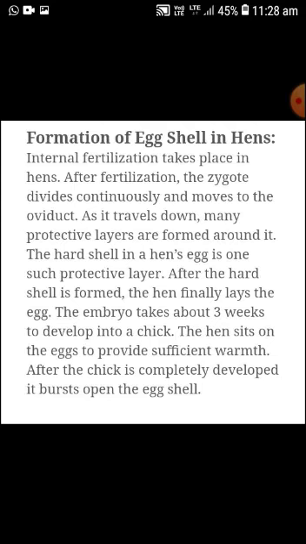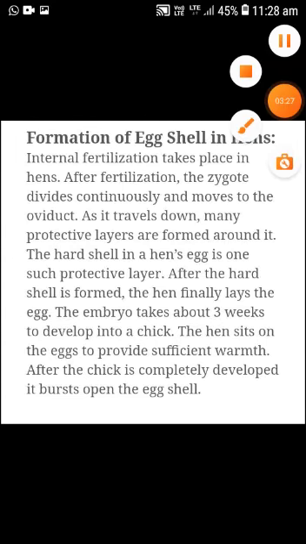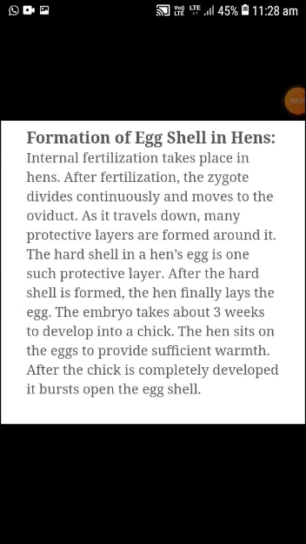Now we come to the formation of the egg in hens. Internal fertilization takes place in hens. After fertilization, the zygote divides continuously and moves to the oviduct. As it travels down, many protective layers are formed around it. The hard shell in a hen's egg is one such protective layer. After the hard shell is formed, the hen finally lays the egg.